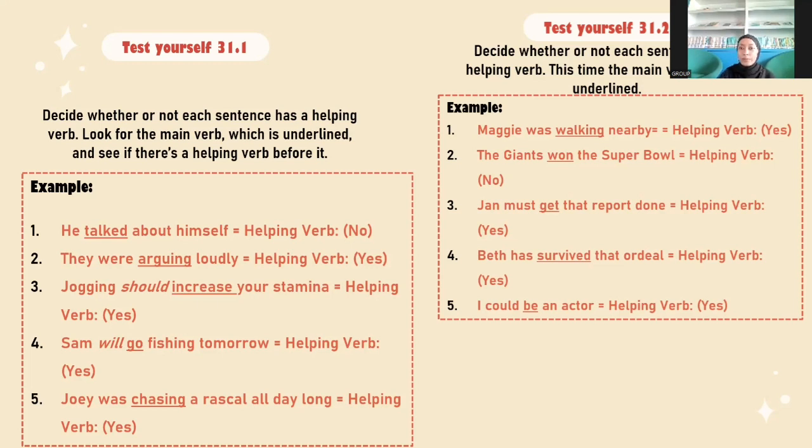And 3. Jan must get that report done. Helping verb: yes. And 4. Beth has survived that ordeal. Helping verb: yes. And the last, I could be an actor. Helping verb: yes.